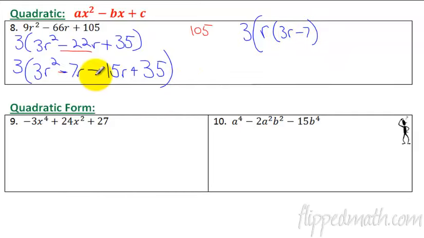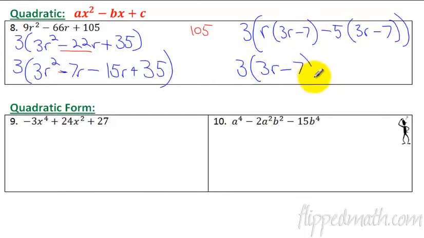A 5, but I need to take out a negative 5 because I want what's left to look like this, 3r minus 7. So if I take out a negative 5, I'm left with a 3r minus 7. Close it all up, and then we have the 3 that's on the outside, and times, what do these both have? 3r minus 7. So let's do 3r minus 7 times r minus 5. Okay, there you go. We're done.